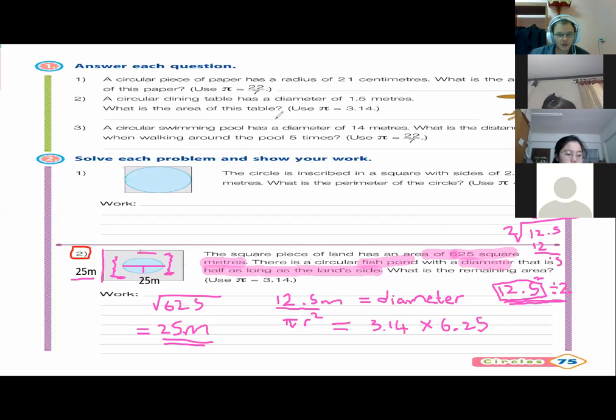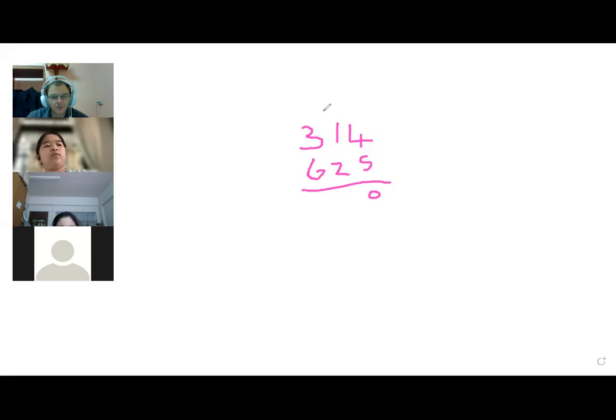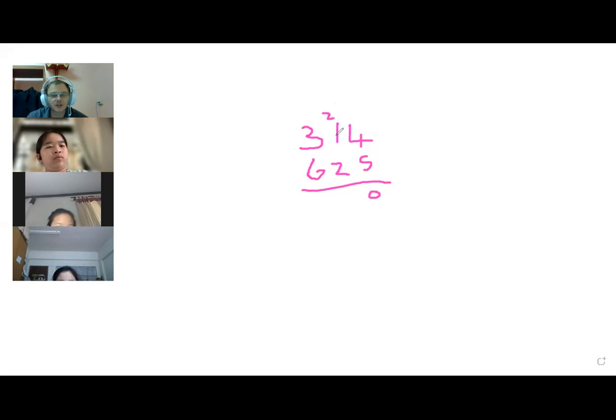So let's go to the whiteboard and do it there. So we have 3.14. I'm not going to put the decimal places now. And we have 6.25. So let's multiply. What is 5 times 4? All together, 5 times 4. 20. What is 5 times 1 plus 2? 7. Excellent.